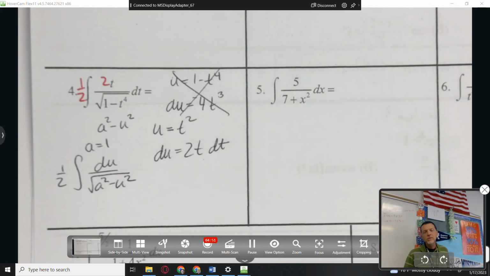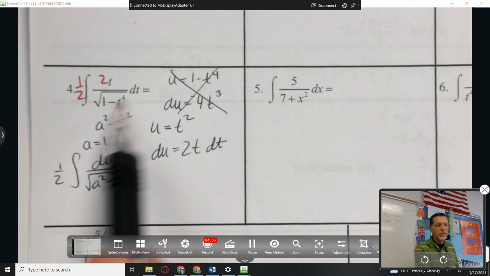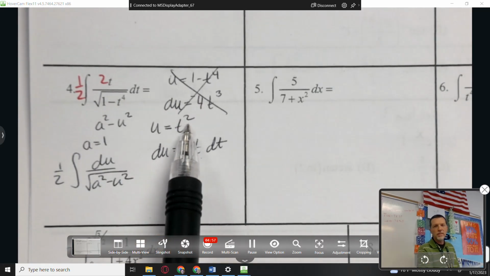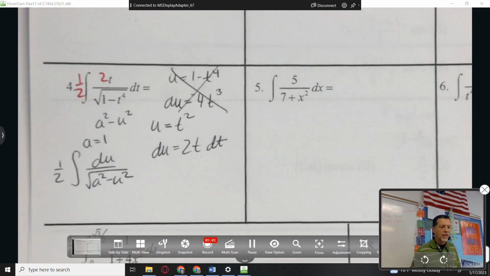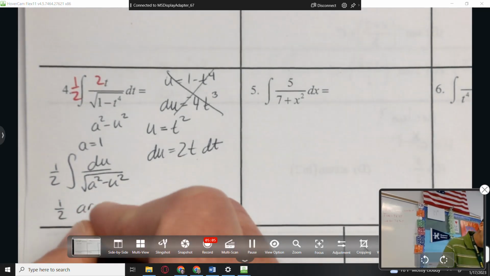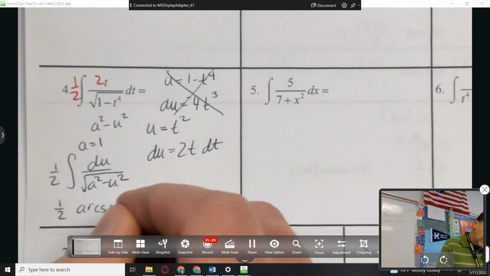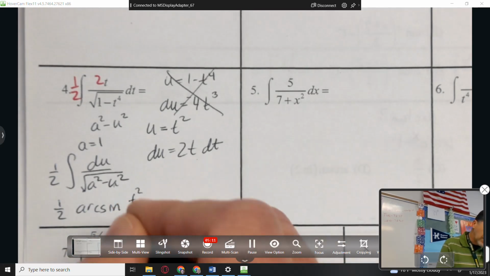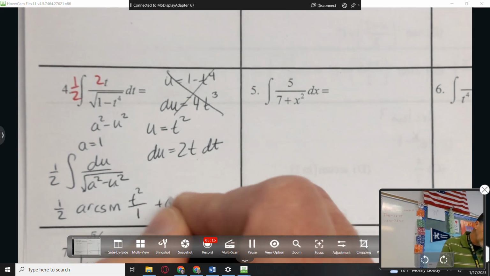So I don't know that I would have seen arc sine originally. I was used to plugging in the denominator for u and hoping it worked. It didn't. So I had to switch to an arc sine thing. 1/2 arc sine of u over a, t squared over 1. That's a little unnecessary, but it's okay. Plus c.